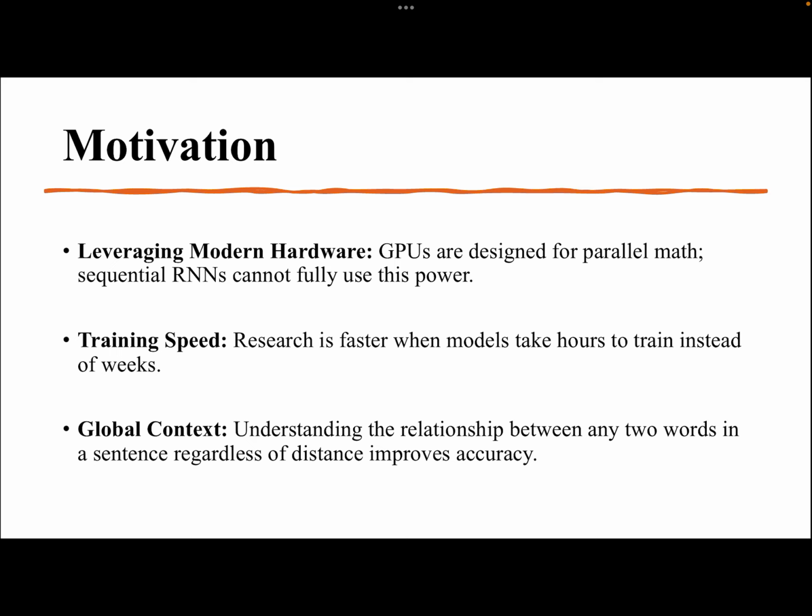Another motivation is understanding the global context. In language, any word can depend on any other word even if they are far apart. So we need a model that can look at the entire sentence at once and learn the relationship between any two words directly.